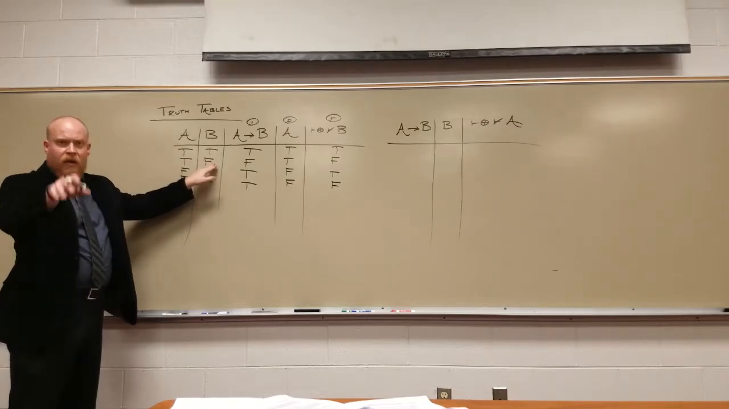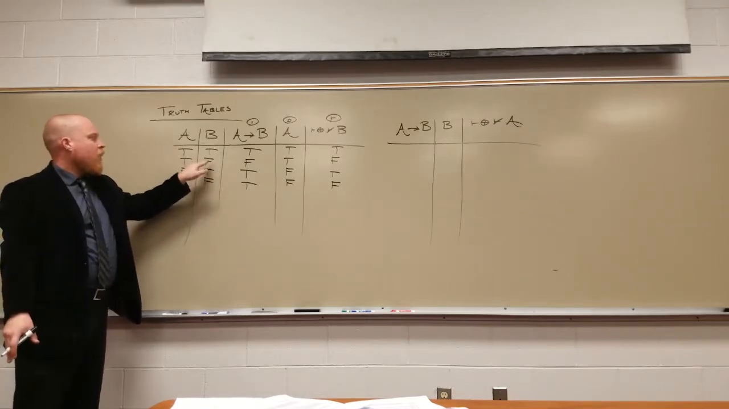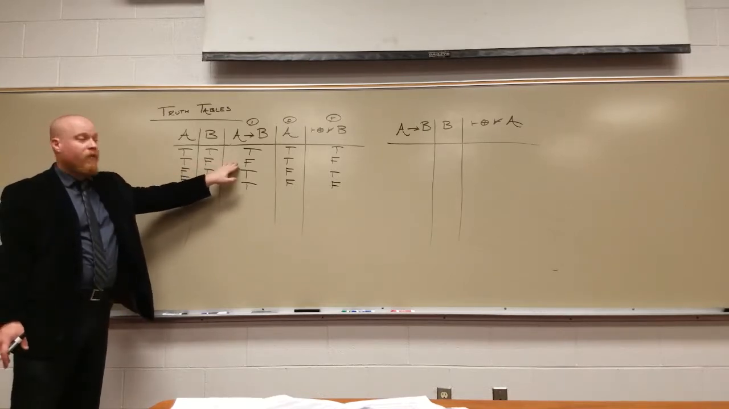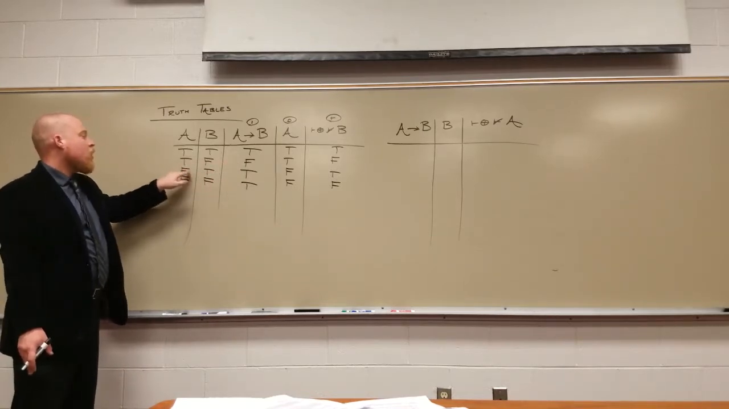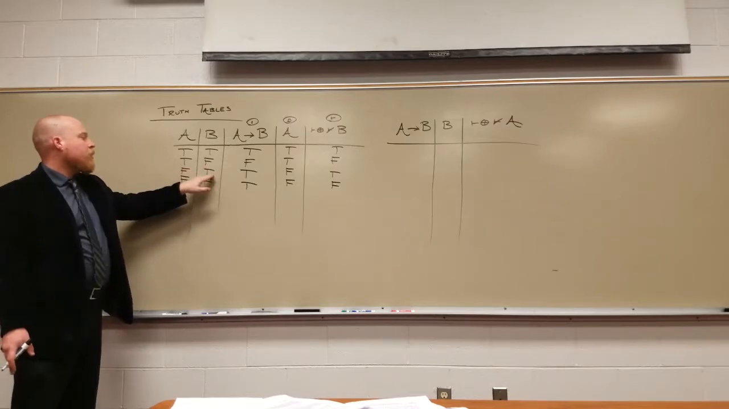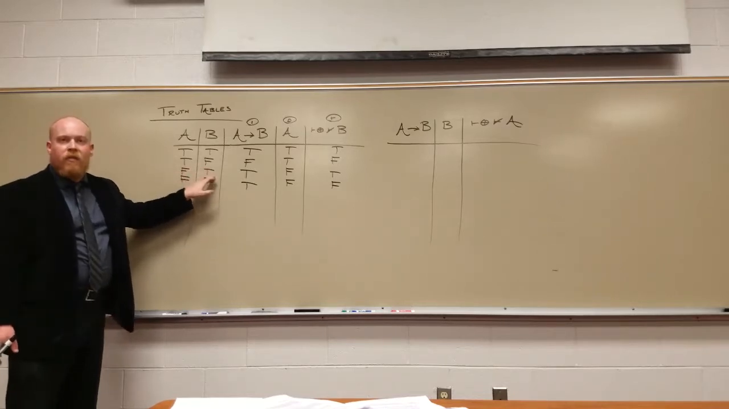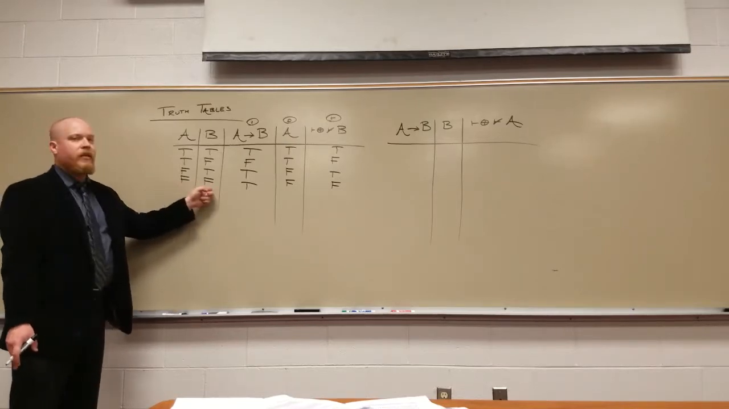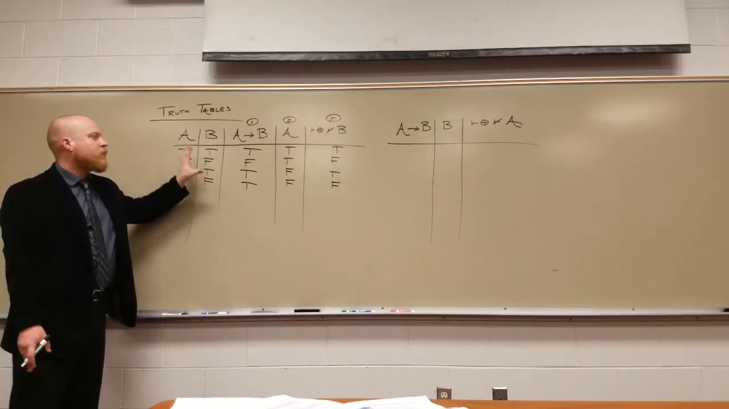If I say to my son, if you clean your room, then I'll give you ice cream, and then he cleaned his room and I didn't give him ice cream, that would make me a liar. That would make that a false statement. But if I said to him, if you clean your room, then I'll give you ice cream, and he doesn't clean his room, I can still give him ice cream anyway. And in the last instance, if you don't clean your room, then I won't give you ice cream, well, that's a true statement as well. So that's the way that arrows work.